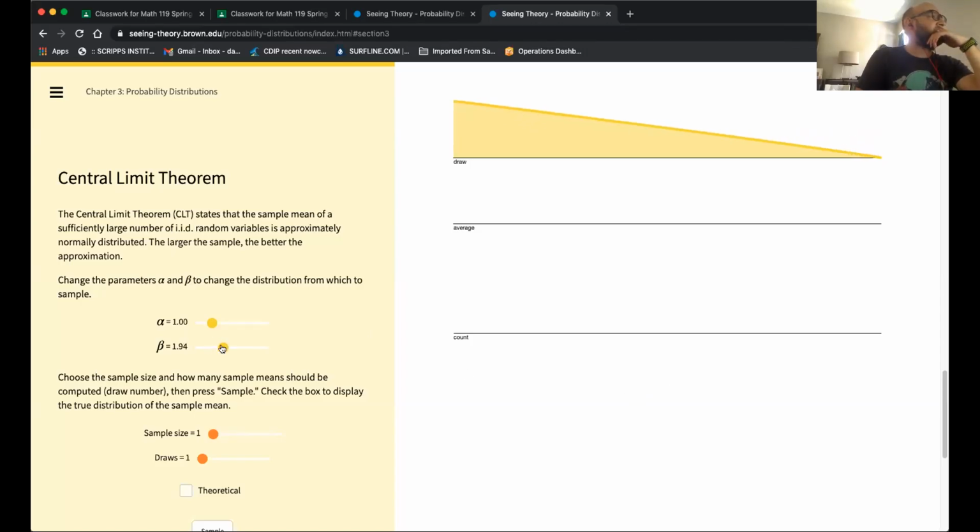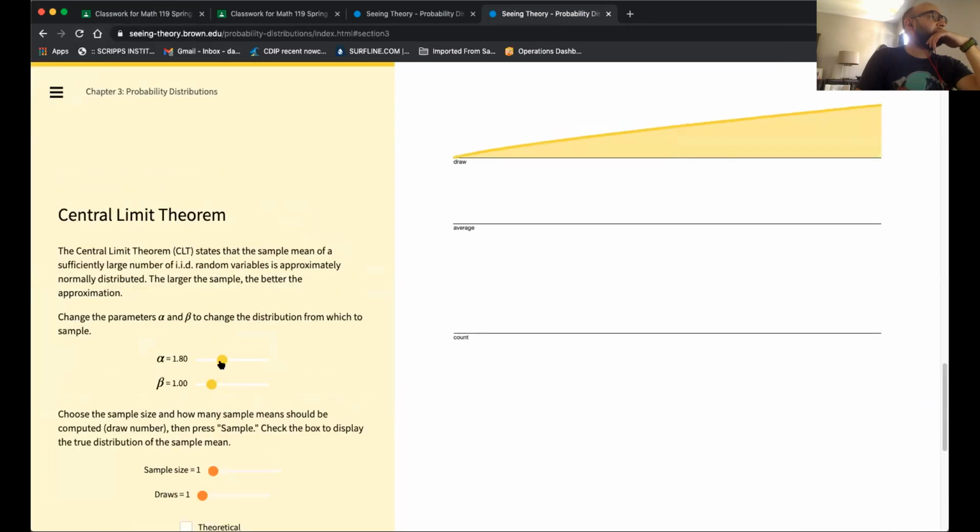If I change it to be, whoops, I want alpha. Let me reload that. I want alpha to be 2 right here. So I'm just messing. These are parameters you can use. I think it's some sort of distribution where you can move around alpha and beta, and this line moves. The idea is that the area is always going to be 1, so you can play around with it and get different shapes.